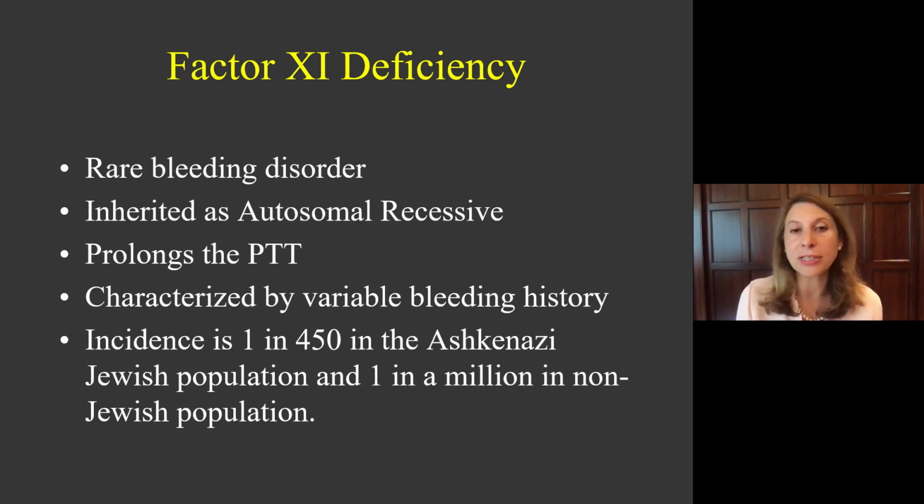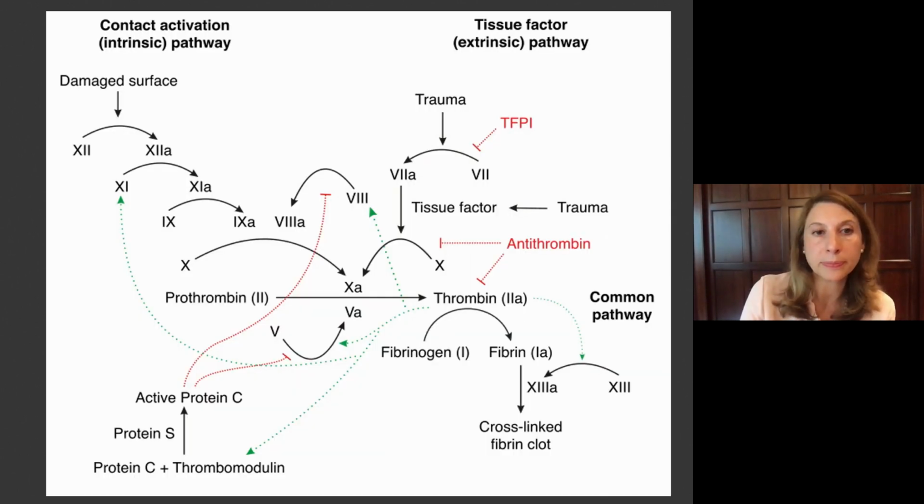I have other patients in the clinic who are younger, about to have a baby, and they have had multiple bleeding episodes, and yet their factor level may be actually higher than this patient who has never had a bleed. So the incidence is 1 in 450 in the Ashkenazi Jewish population and 1 in 1,000,000 in the non-Jewish population.